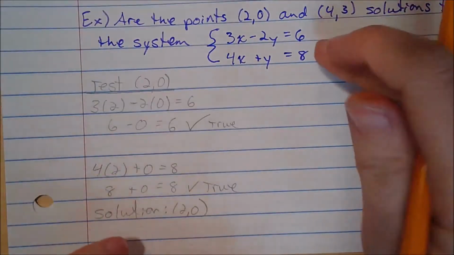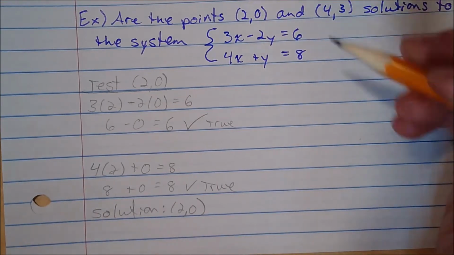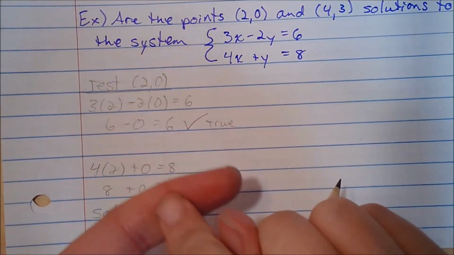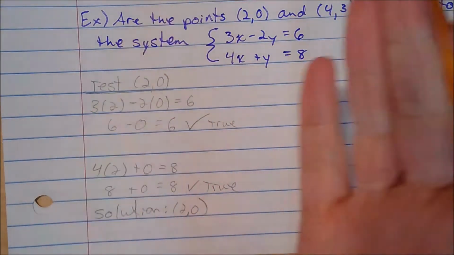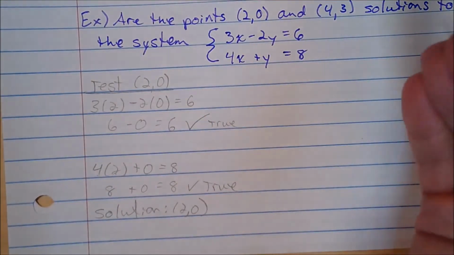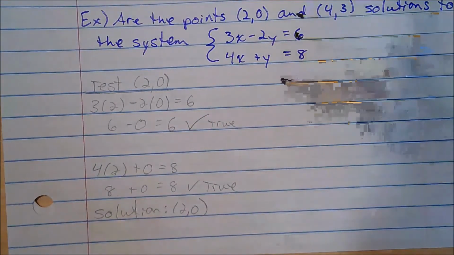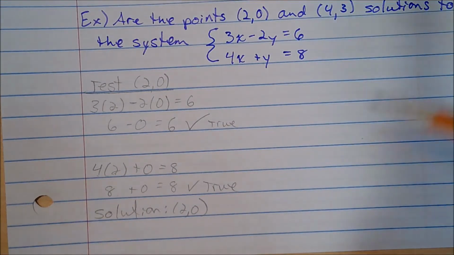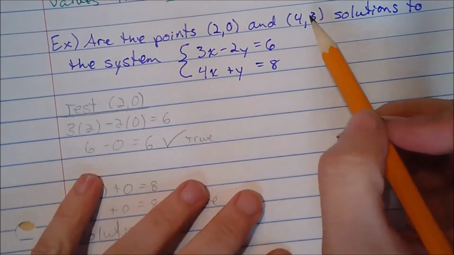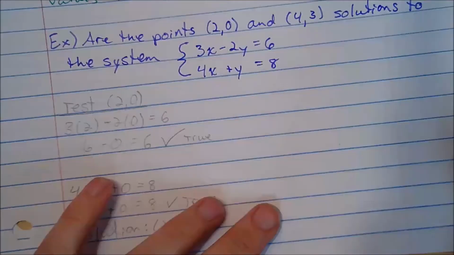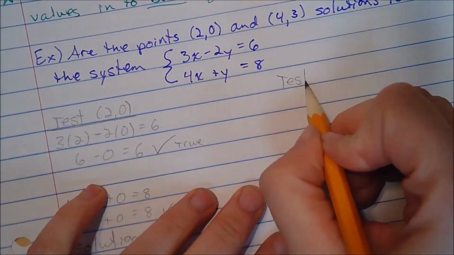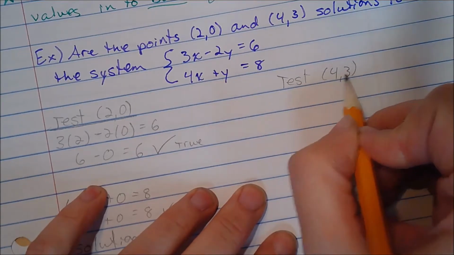Cool. Now these are both linear equations, which means you could have no solutions at all if they're parallel lines. You could have one solution, as in this case, or you could have infinite solutions in the case of them actually being the same line written differently. So we are going to go ahead and check this second point just to make sure that this is not an infinite situation. So test (4, 3).